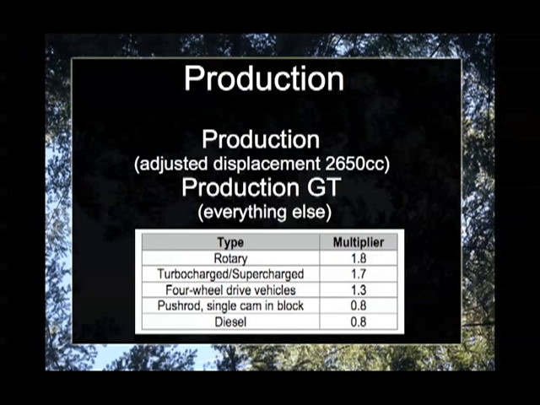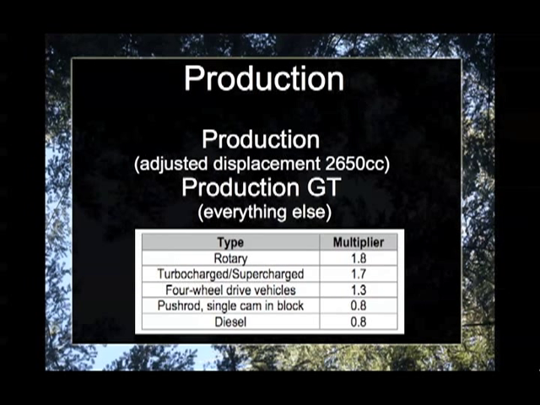Classes can basically be broken down into two main categories. You have production, and you have open. So let's start with production. Within production, you have production and production GT. What's the difference? Basically, it comes down to what they like to call an adjusted displacement. So what is adjusted displacement?